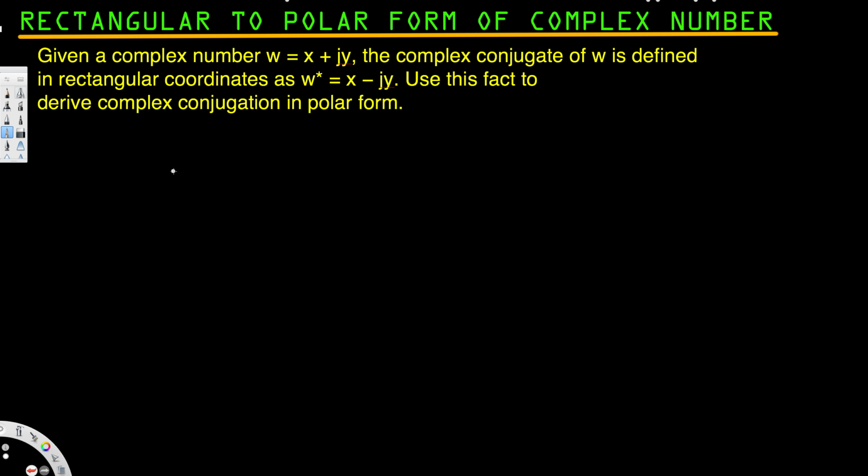Okay, and we know that in rectangular form, if you look at the standard form, that's going to be a plus jb, and if we convert this one into polar form, that's going to look like this: r angle theta, or in another way we can express this one as r e power j theta. So there are two different ways to write this one, right? Now let's look at the given one.